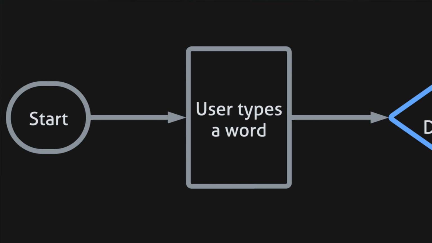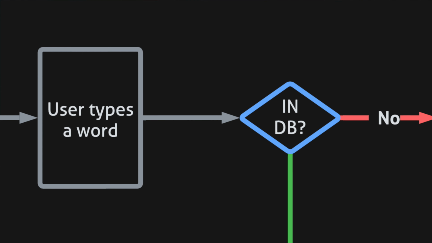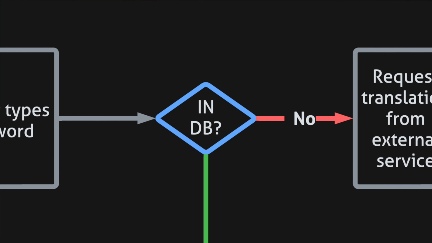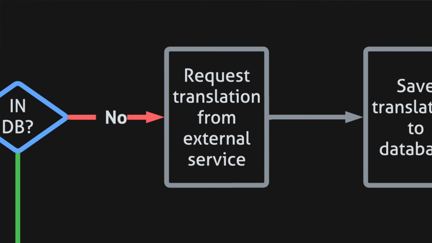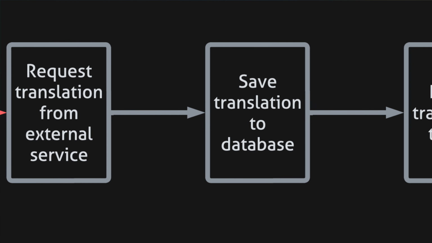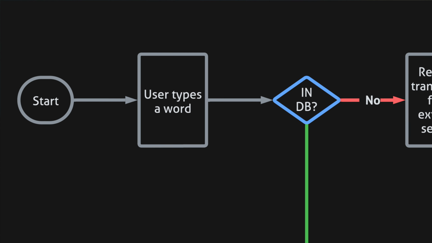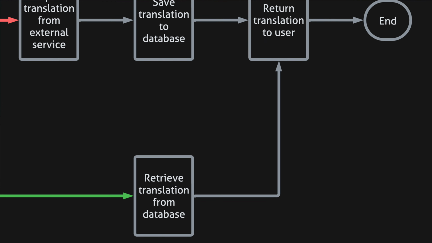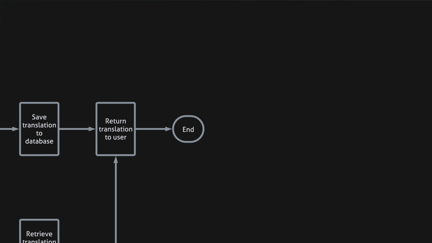Here is how the translation algorithm works. So the user types a word. We check if the word exists in our translation database. If not found, we request translation from an external service, save the result into our database and return it to the user. Next time someone requests this word, the translation is retrieved directly from our database, eliminating the need of additional API requests.